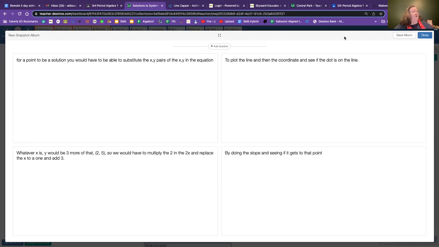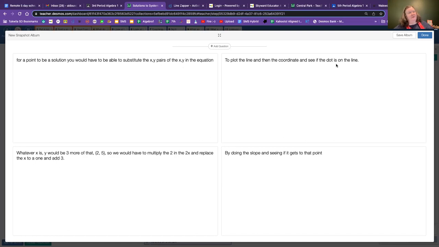So for a point to be a solution, remember that's the question we're trying to answer, is what is a solution to an equation? For a point to be a solution, you would have to be able to substitute the xy pairs of the xy in the equation. So we'll come back to that thought when I'm showing examples, but that is a true statement. You could plot the line and then the coordinate and see if the dot is on the line.